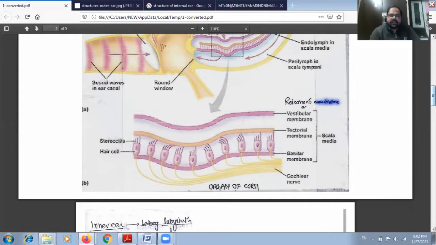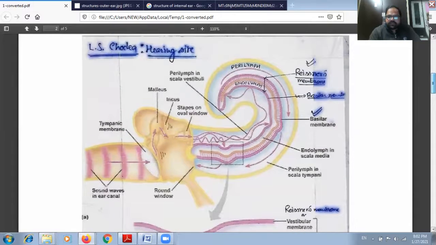Now we will again see the detailed structure. Now we will focus on this structure only. So there is a tube. We can see here that this violet colored one is a tube, and around this tube there is a liquid. This liquid is called perilymph. Okay, and inside this tube endolymph is filled.